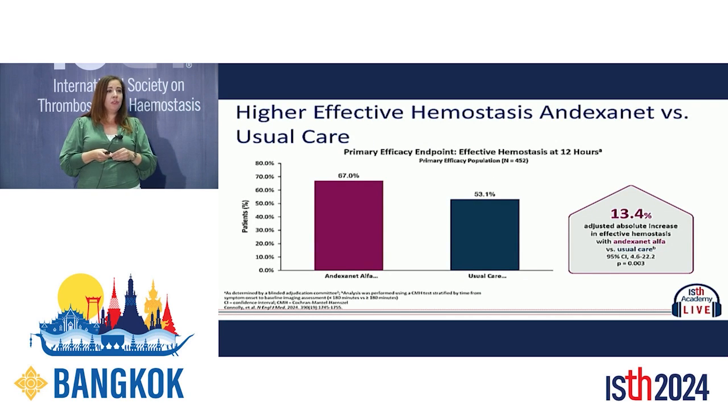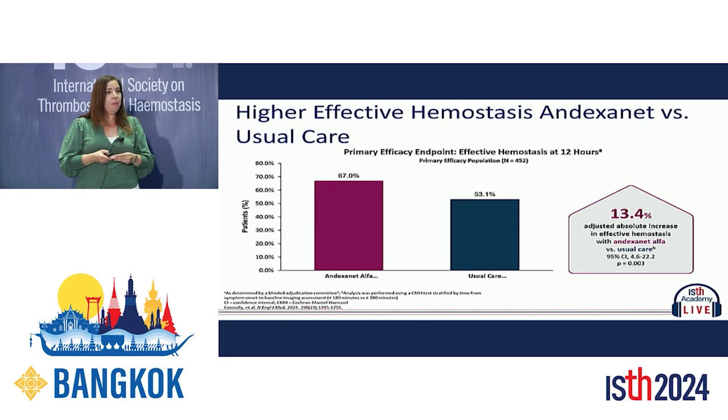ANNEXA-I has recently been published, as I'm sure many of you are aware. This was a randomized clinical trial which evaluated andexanet alfa versus usual care, which could have included PCC, for individuals presenting with intracranial bleeding on factor 10A inhibitors. And you can see from this slide that in those individuals who received andexanet alfa, the primary efficacy endpoint here, which was effective hemostasis at 12 hours, was higher than among those who received usual care. So there was a 13% increase in effective hemostasis with andexanet compared to usual care. 86% of individuals in the usual care arm received PCC in this study.